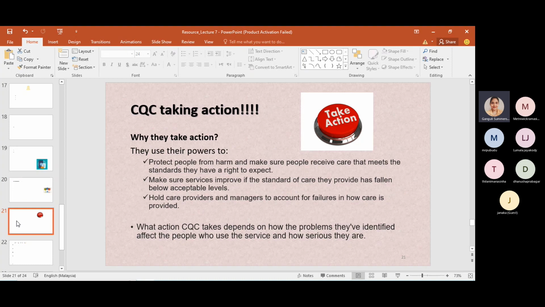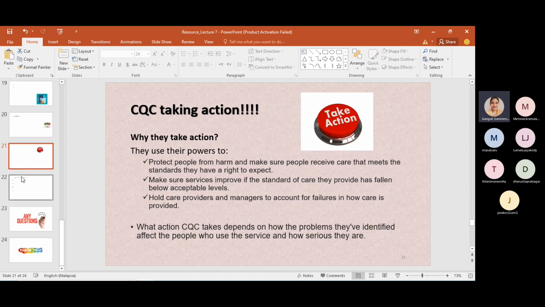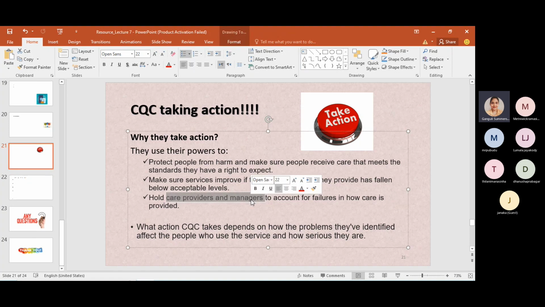Now let's see what actions are taken by CQC. CQC use their power to protect people from harm and to make sure that people receive good quality care and services. CQC also use their power to improve the standard of health and social care services, and to make the care providers and managers accountable for their own actions.